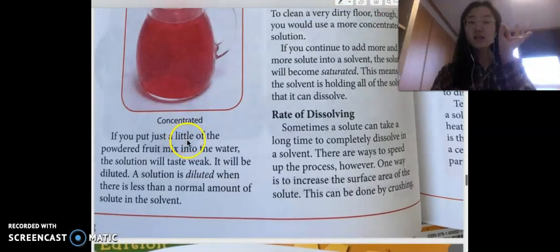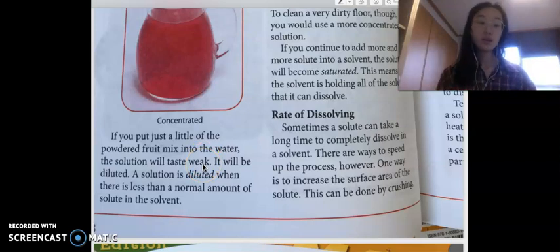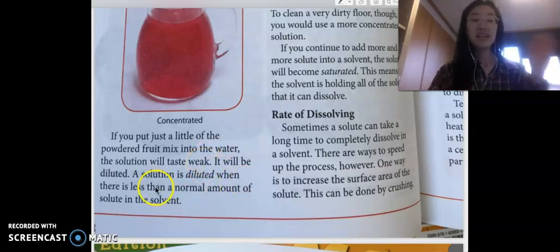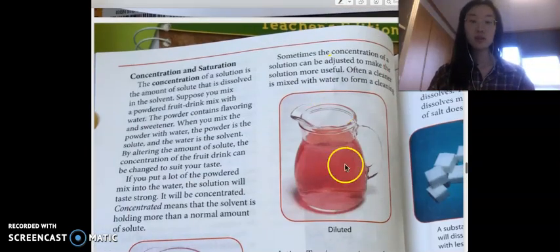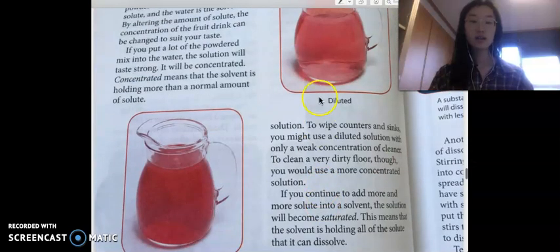But if you put just a little of the powdered fruit drink into the water, then the solution will taste weak. It will be diluted. A solution is diluted when there is less than a normal amount of solute in the solvent, right over here. It's a lot lighter, correct?